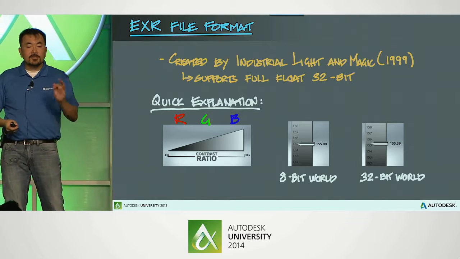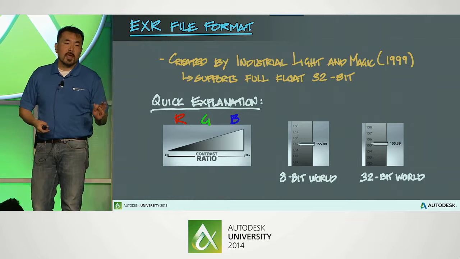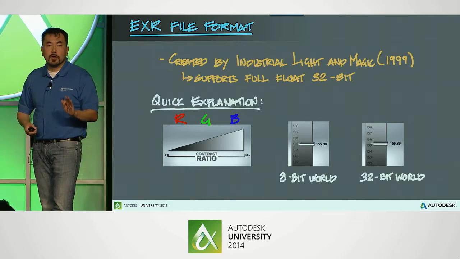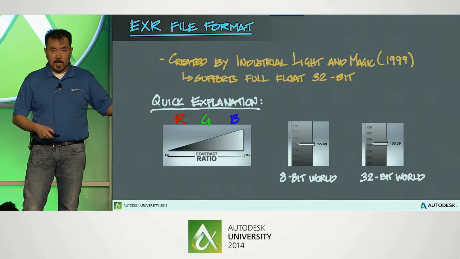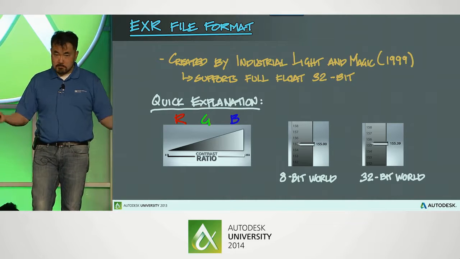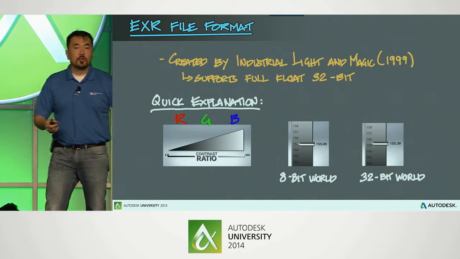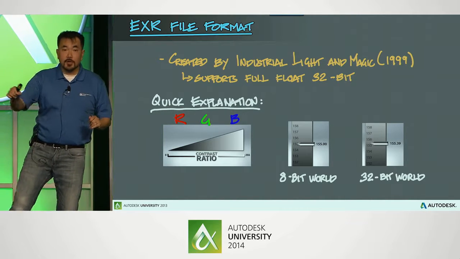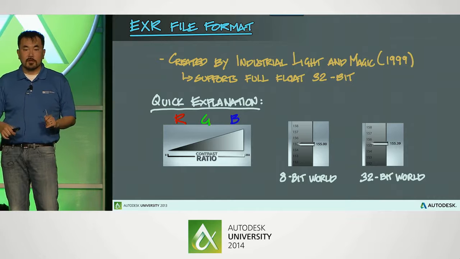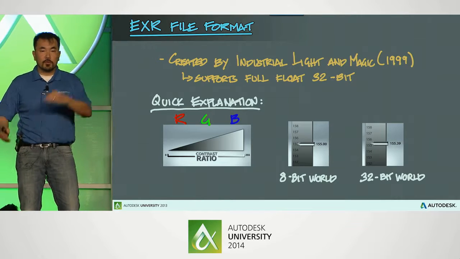But in the case of the open EXR format, in the 32-bit world, we have decimal places in between. I go from a limited palette to millions upon millions of different colors. So when I am going from 155 to 156 and doing my value adjustments, brightness contrast, I'm not going from 155 full to 156.